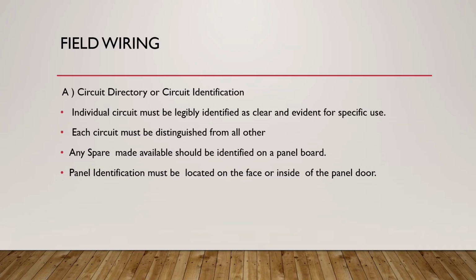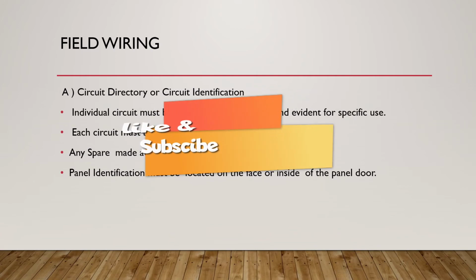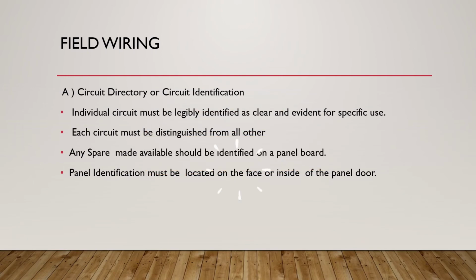The next thing we're going to look at is the field wiring. All right. So the field wiring is the wiring that goes out from your panels and moves out to your load. Right. So when it comes to field wiring, you should have the circuit directory or the circuit identification. Field wiring may also include individual circuits and must be legibly identified as clear and evident for specific use. Right? So when it comes also to such wiring, each circuit must be distinguished from all others. Any spare made available should be identified, right, on a panel board, or whether it's coming from the panel board and going out within the field.